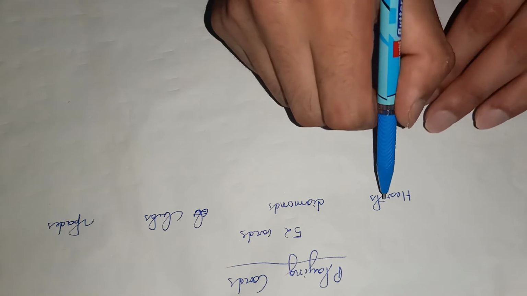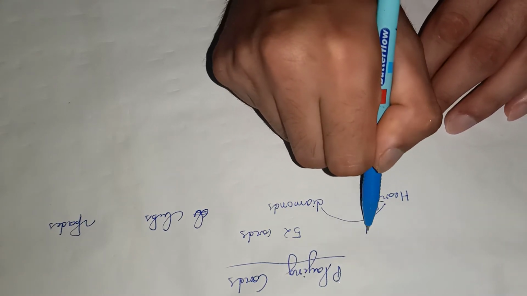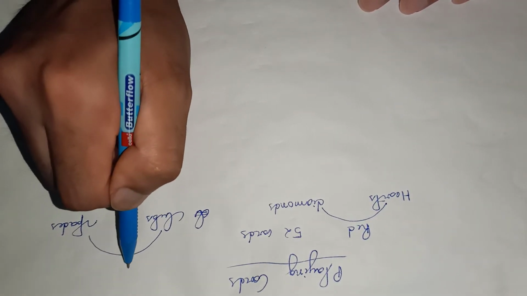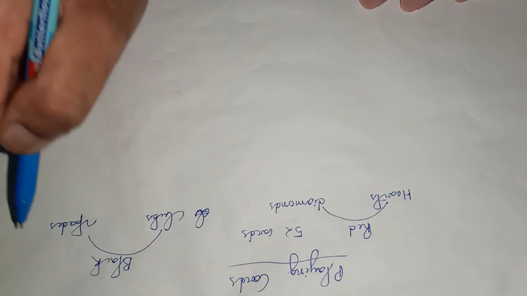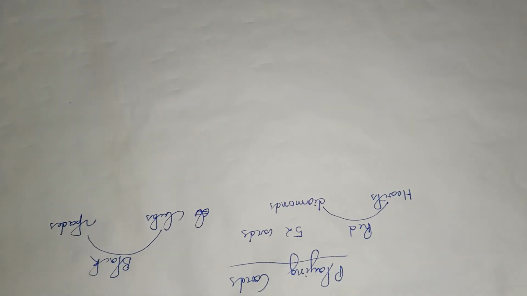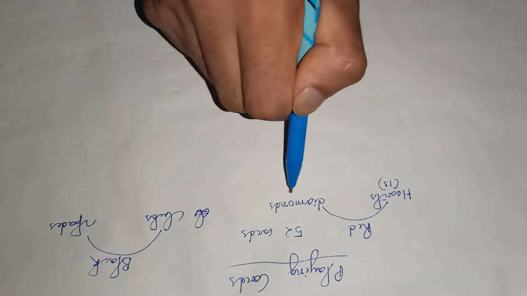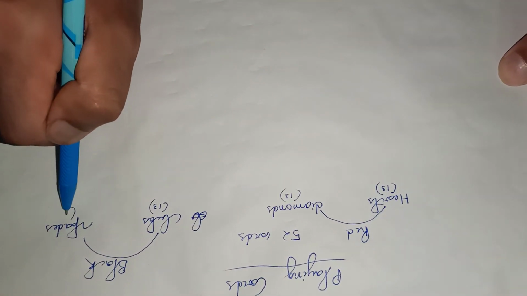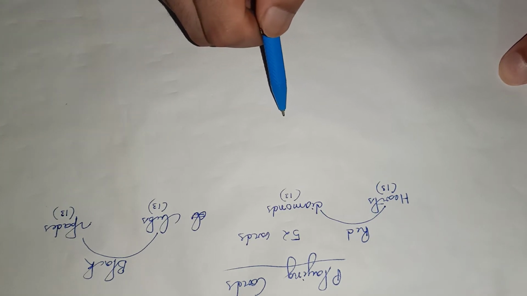Now, hearts and diamonds are red in color, whereas the clubs and the spades are black in color. So in a deck of 52 cards, we have 4 suits, that is the heart, diamond, club, and spade. Hearts and diamonds are red, whereas the clubs and the spades are black. And each of these suits has 13 cards each. Heart has 13 cards, diamond has 13 cards, club has 13 cards, and spade has 13 cards. So 13 times 4 is 52.